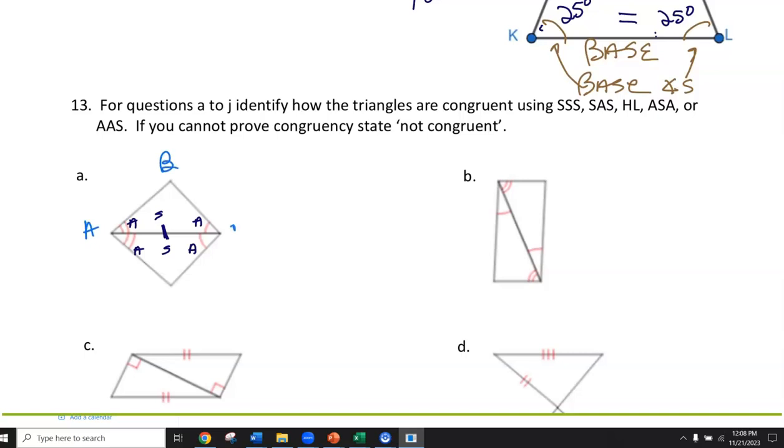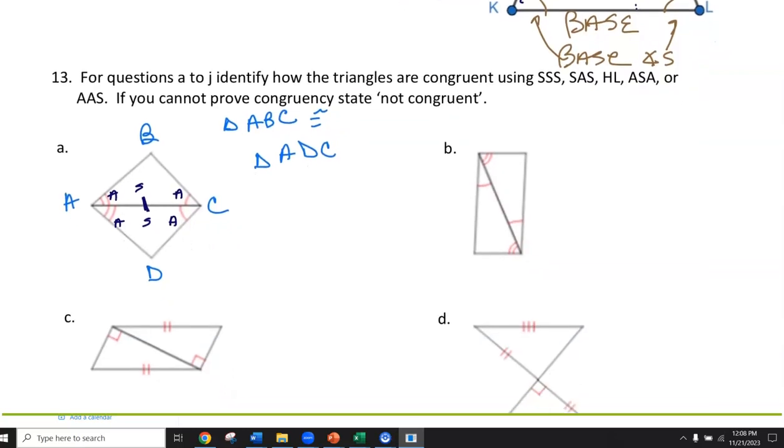A, B, C, D. Okay, so if I name the first triangle, triangle ABC, what did I do? I went from double to no markings. So double to no markings to single. I've got to do the same thing. So that's going to be congruent to double, which is also A, to no markings, which is D, to single, which is C. Done.